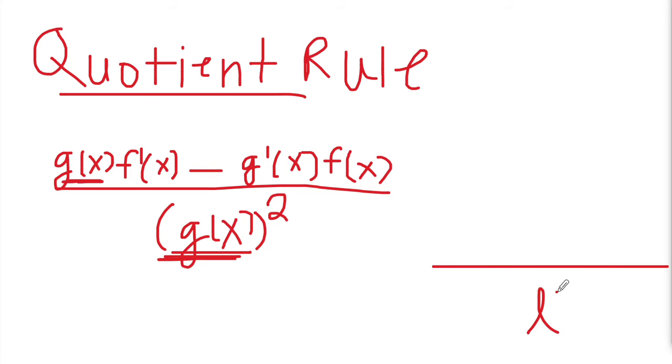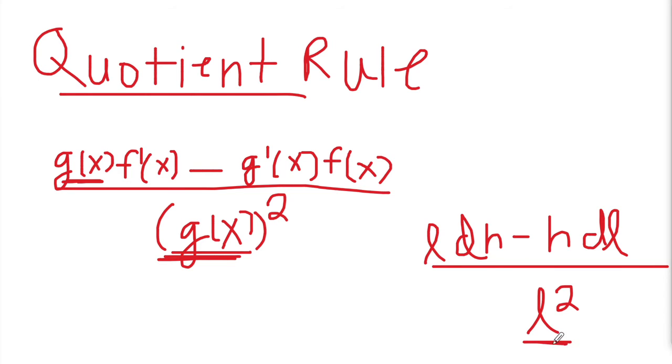Now we're going to do a little chant. Low squared, and then low d high minus high d low. That is a chant that you can actually remember. Low means low squared, whatever's on the bottom, squared. Keep the low the same, take the derivative of the high, which is the top, minus the high, the top, times the derivative of the low. So that's a cool thing that you can remember.